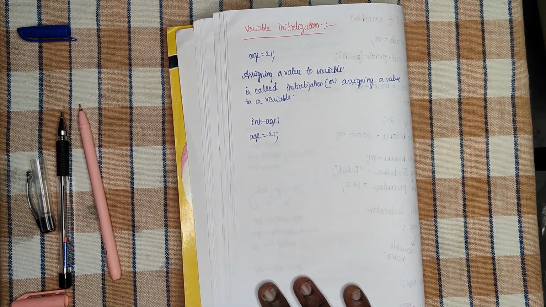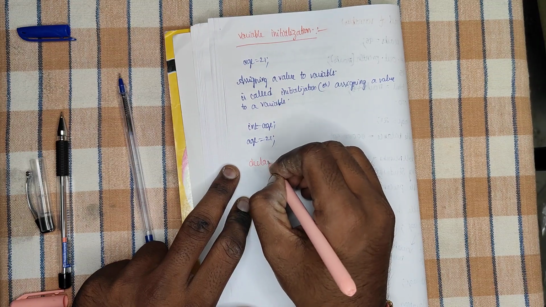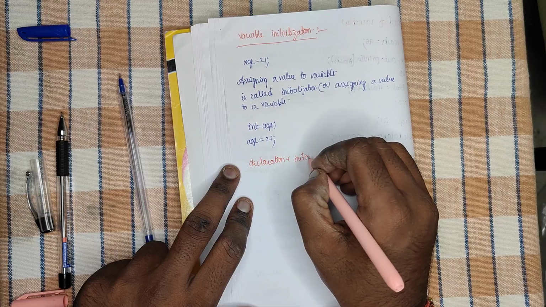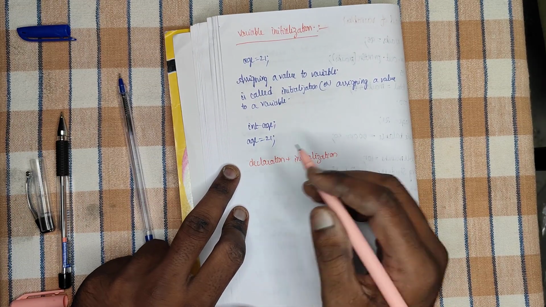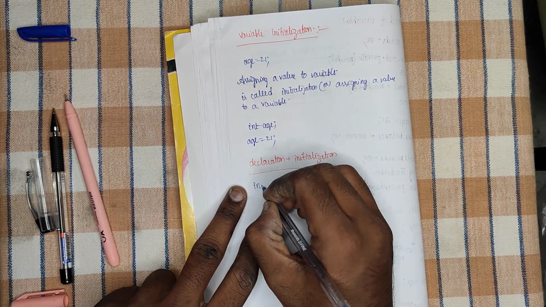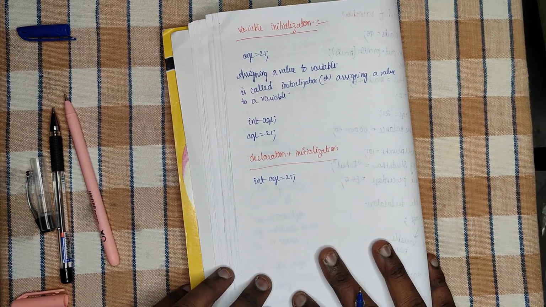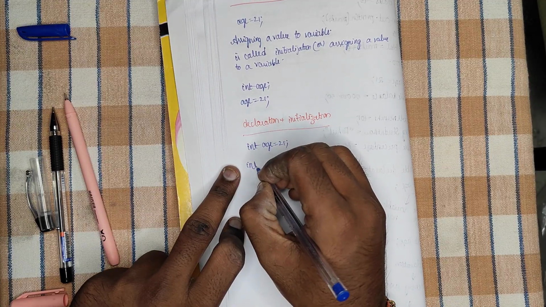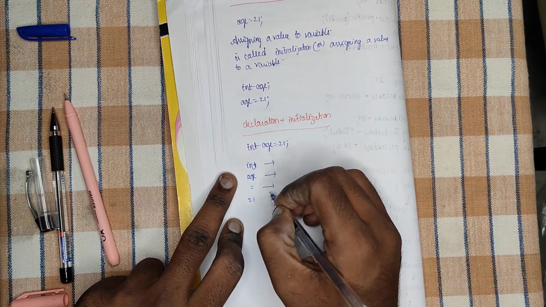So now declaration plus initialization. So int age is equal to 21. Here we are declaring the variable and assigning the value at the same time. So do note, int age is equal to 21.